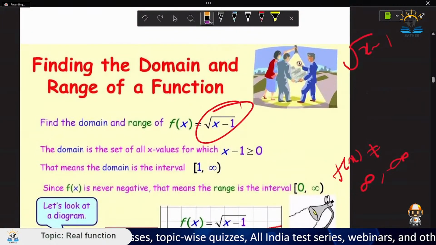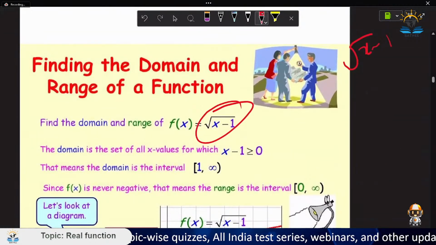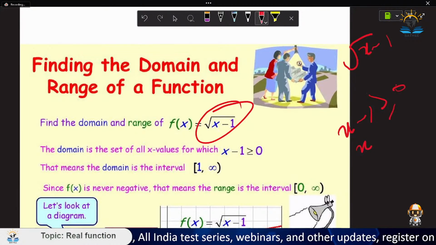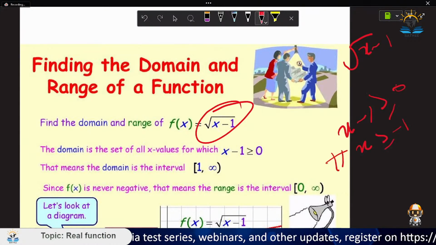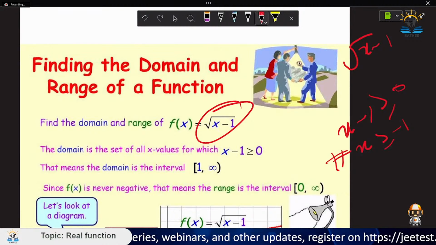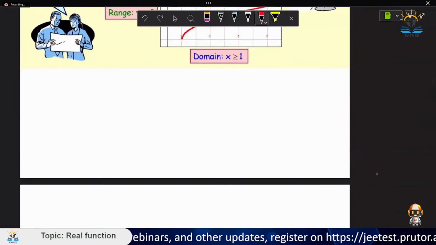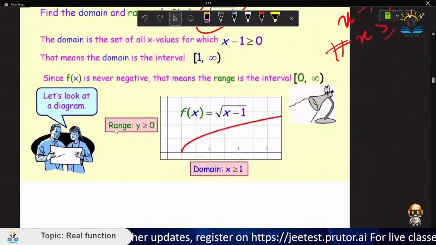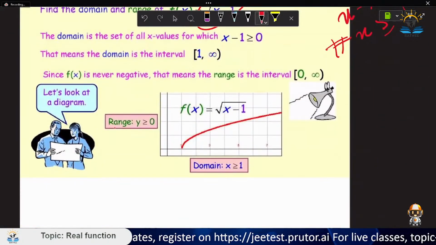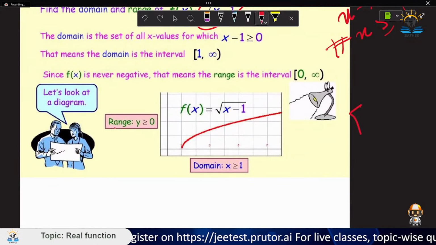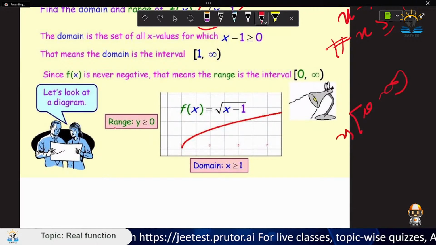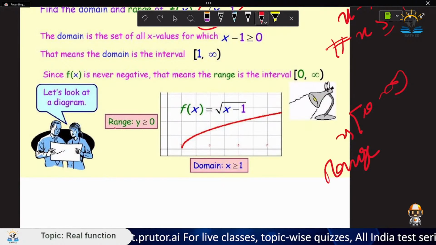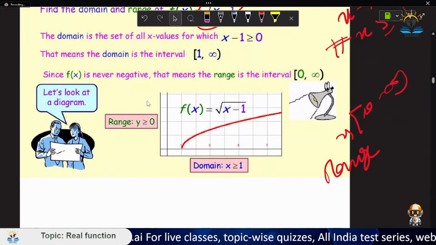So root does not take negative values, right? So we have to ensure that x minus 1 is greater than 0. Or equality, we can put equality, so it has to be greater than or equal to 1. So the domain becomes x greater than or equal to 1. And the range is of course always positive. The range of a root is almost always positive. So 0 to infinity is the range. Also, we never put a square bracket over infinity because we're aware that we never reach infinity.